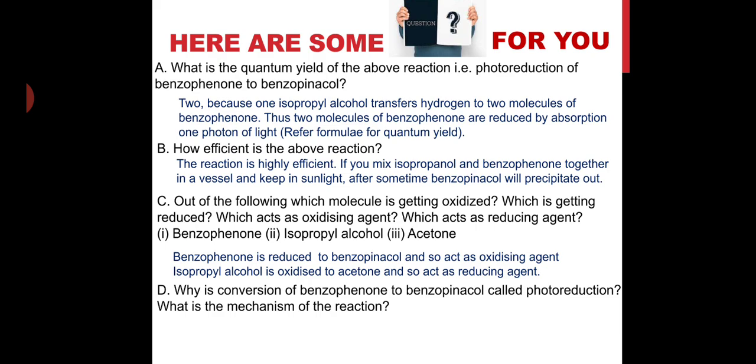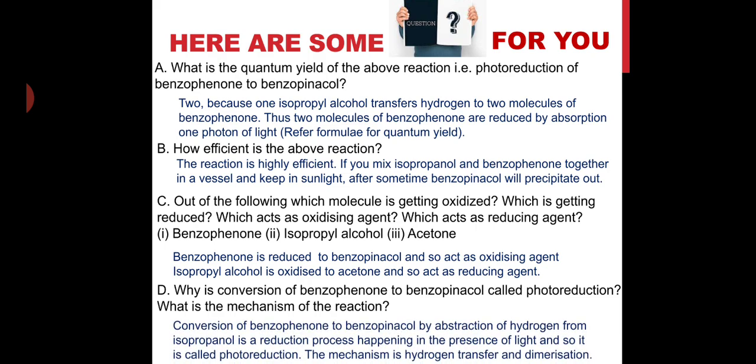Now why is this conversion called a photoreduction? Conversion of benzophenone to benzophenacol by abstraction of hydrogen from isopropanol is a reduction process happening in the presence of light, and so it is called photoreduction. The mechanism of the reaction is hydrogen transfer followed by dimerization.